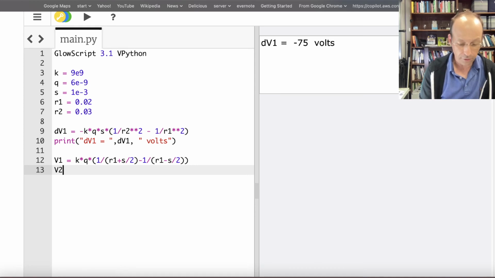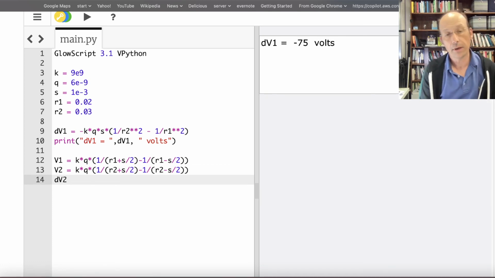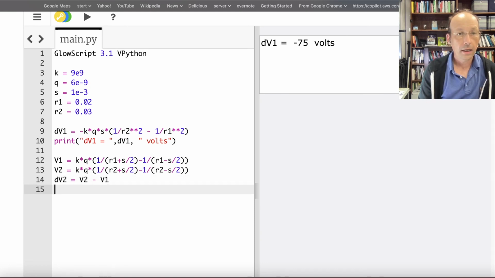And then V2 is going to be the same thing. K times Q times 1, it's not the same thing. 1 divided by R2 plus S over 2 minus 1 divided by R2 minus S over 2. And then dV2, which I'm calling the second way to do it, is equal to V2 minus V1. Then I'm going to print that: dV2 equals dV2, volts.